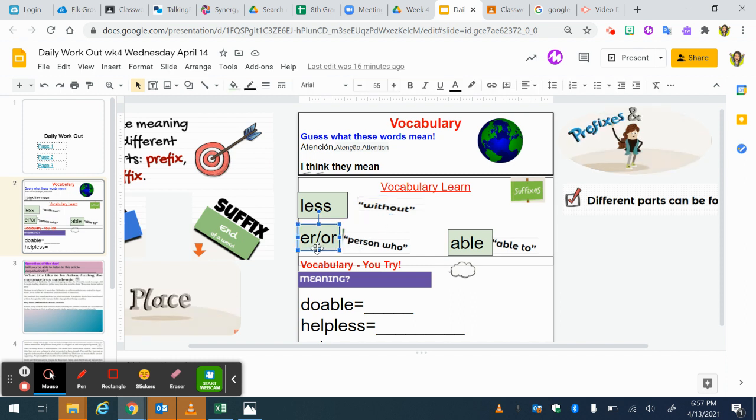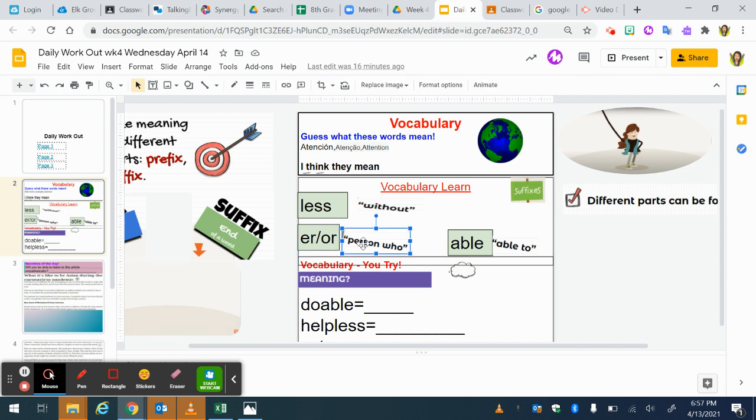Then we have 2 suffixes, er or or. When you add er to the end of the word or or to the end of the word, it means a person who. Think of the word farm. When you add er to farm, farmer, one who farms, right? Okay.